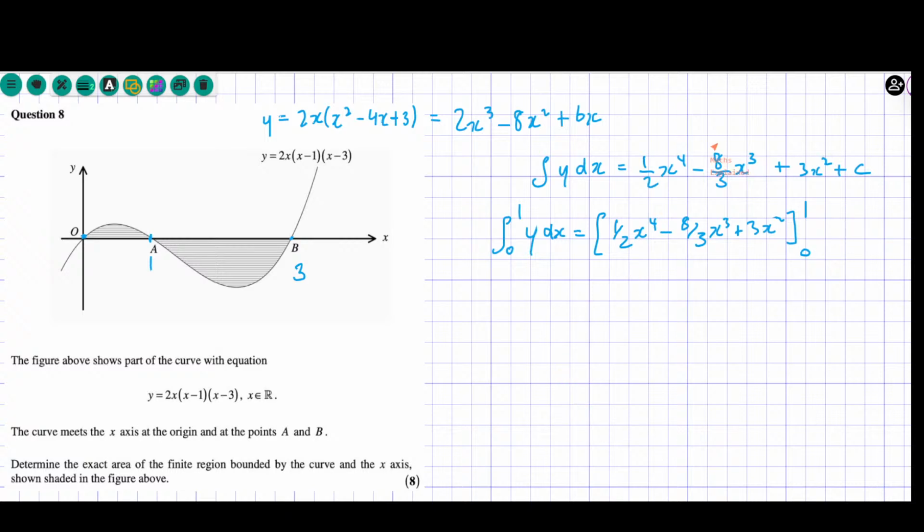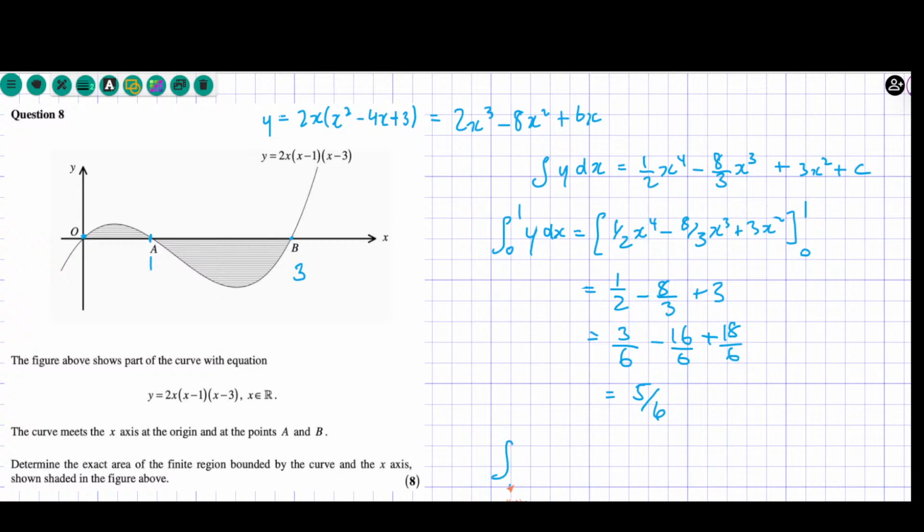from 0 to 1. Then we just plug 1 in. So it's a half take 8 on 3 plus 3, just plugging 1 in for x for each term. And then simplifying, we do need the exact area, so we do need to do a bit of work with fractions here. We could write this as 3 on 6 take 16 on 6 plus 18 on 6, which evaluates to 5 on 6. So that's the area from 0 to 1.